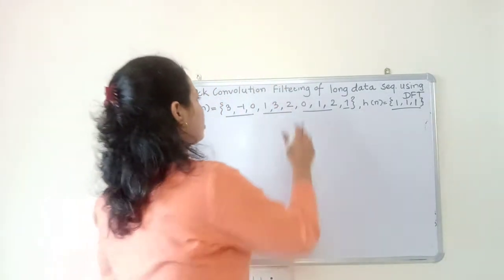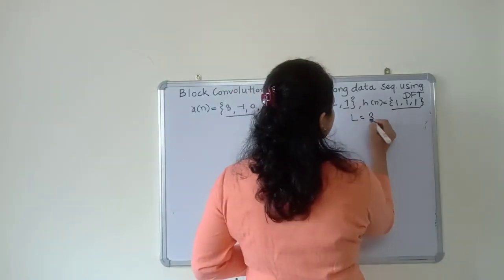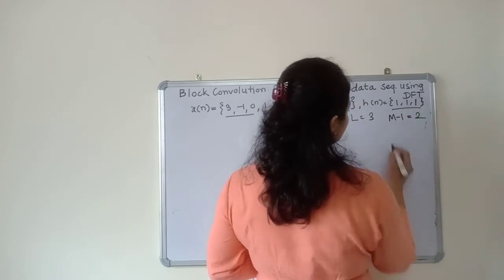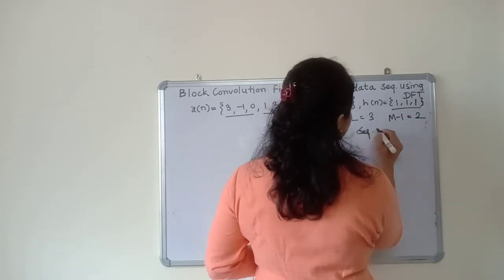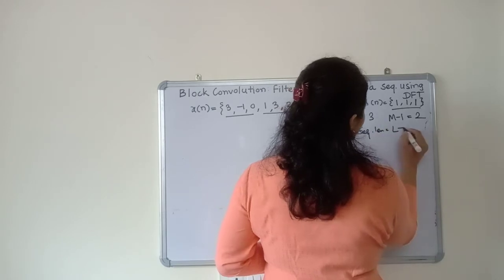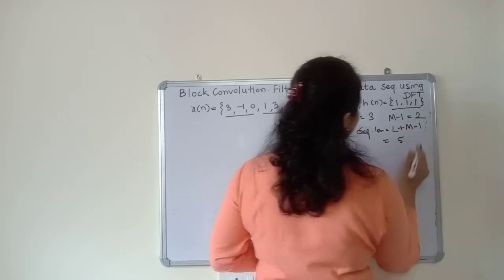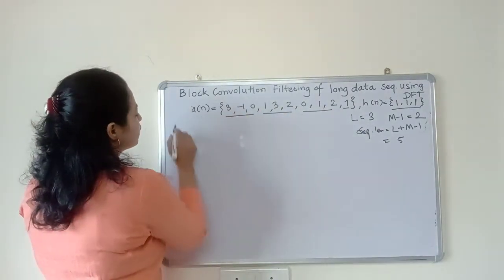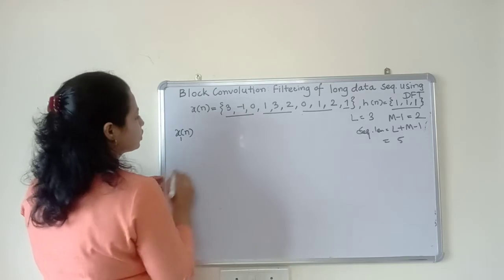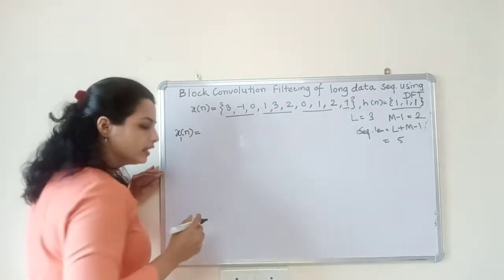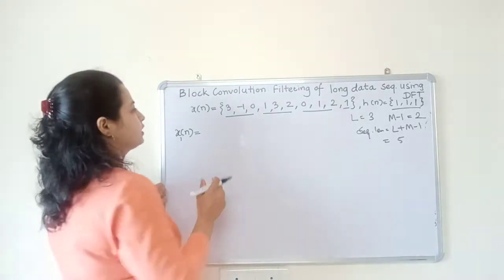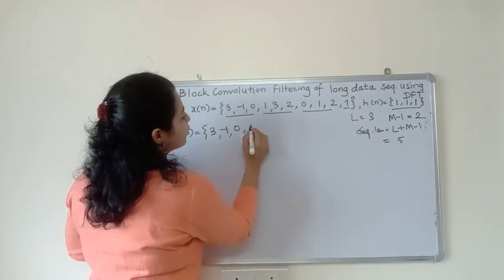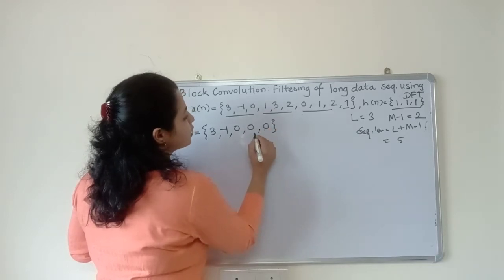Again, for simplicity, block length L is equal to 3, m minus 1 is equal to 2. So the sequence length is L plus m minus 1, that is equal to 5. Again we are going to get length 5 sequences. We will break x of n into x1 of n, x2 of n like this. Take the first L samples 3, minus 1, 0 and pad m minus 1 zeros, 0 0.